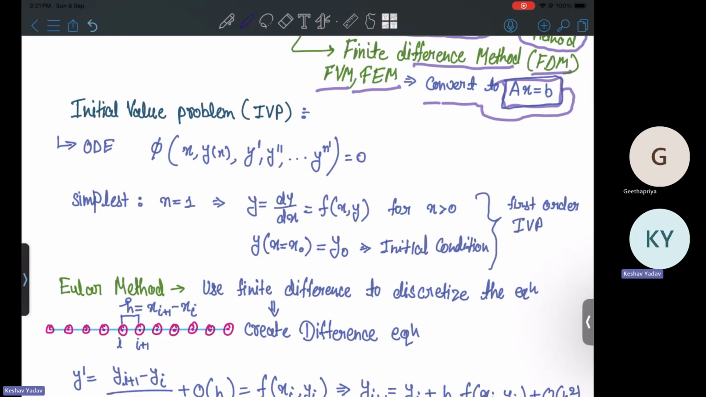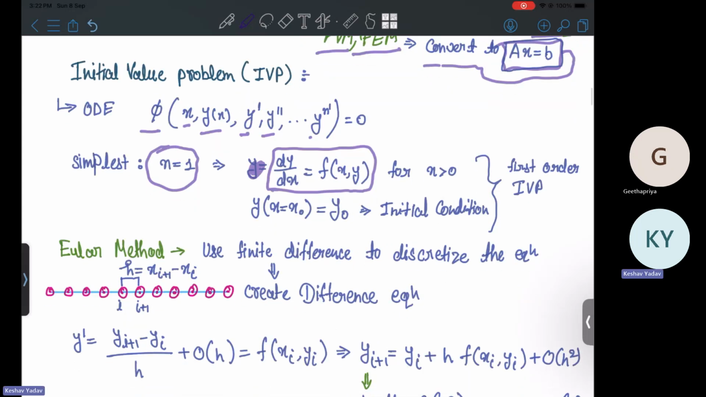Okay, so suppose we have an ordinary differential equation phi equal to phi, which is some function of x, y, y prime, y double prime, dot dot, y to the n prime. Okay, this we have. So what will be the simplest form? If its order is 1, so n equal to 1, then we can say dy by dx equal to f, where f is a function of x and y. Okay, and since it is a first order derivative, we need only one initial condition.